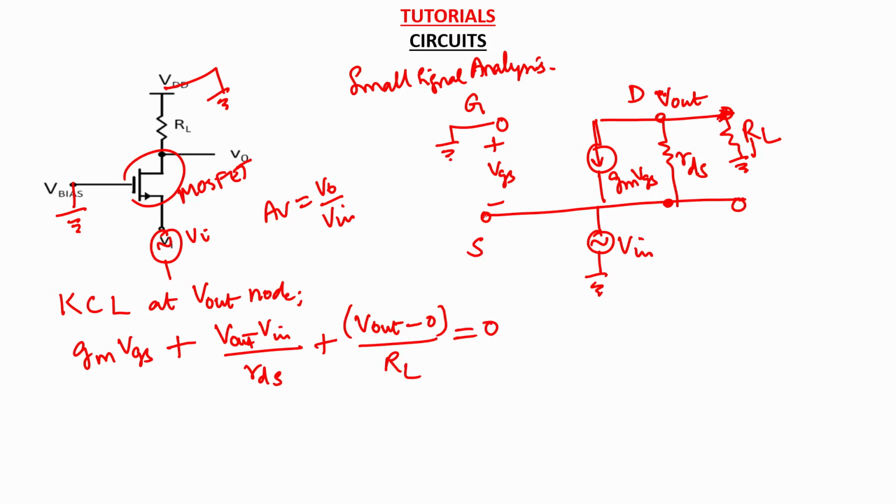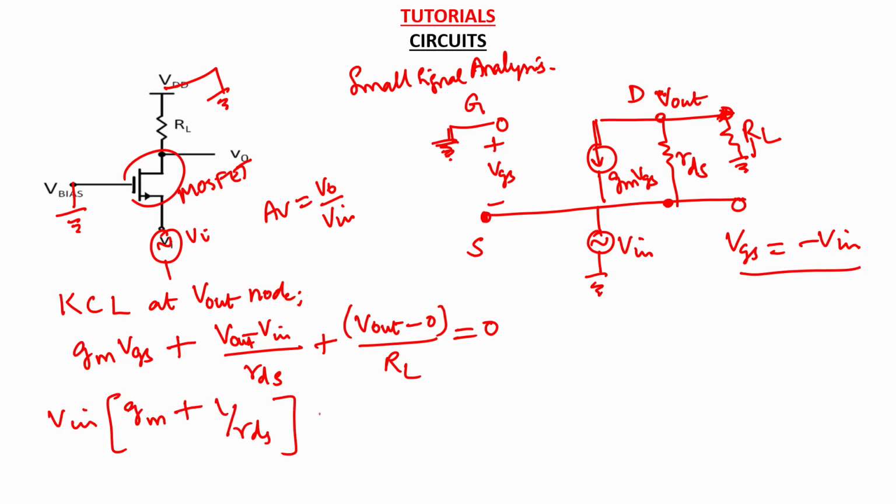You also see that V in is between source and ground, and VGS comes like this. So what it effectively means is VGS is nothing but minus V in. Substituting values and rearranging all the terms, you can find that V in into (gm plus 1 by RDS) is V out into (1 by RL plus 1 by RDS).